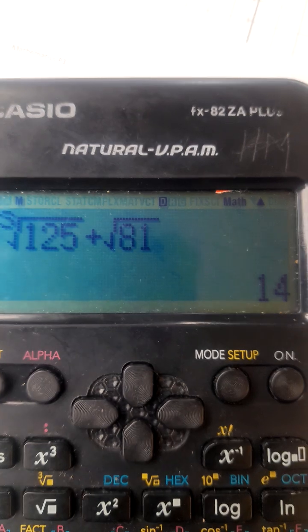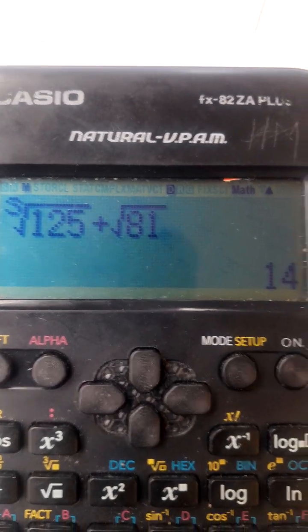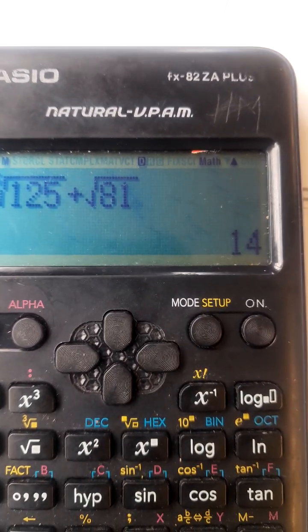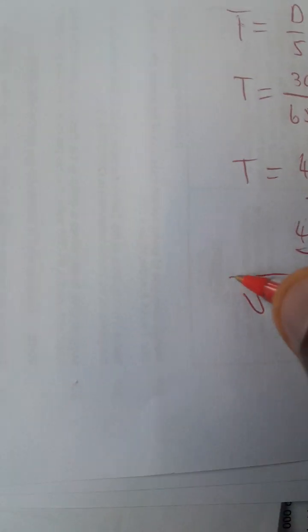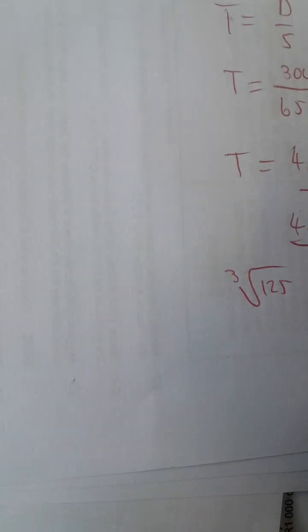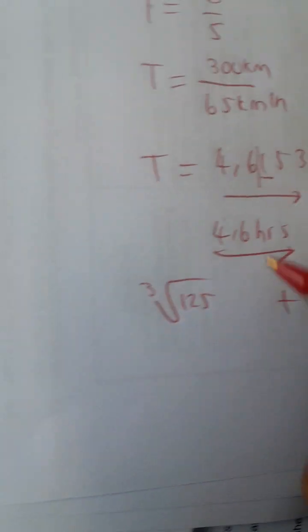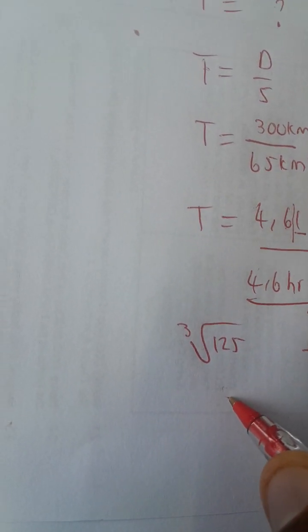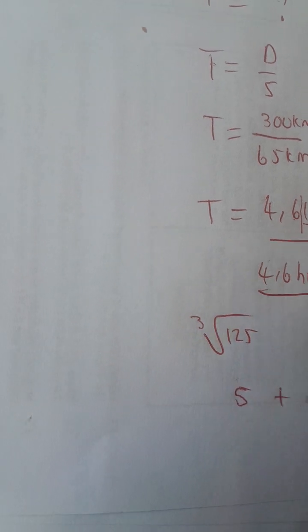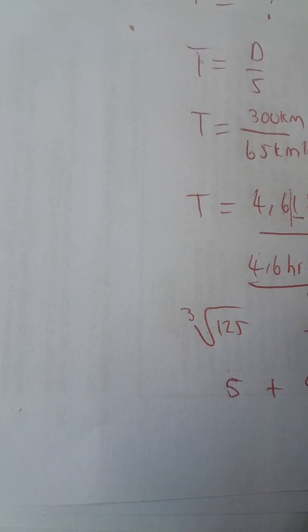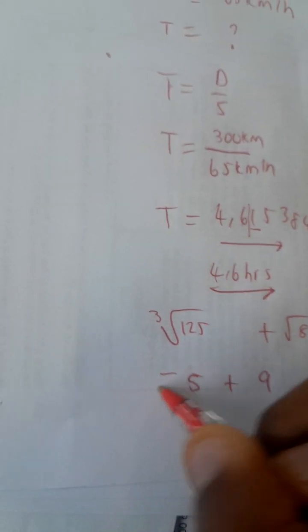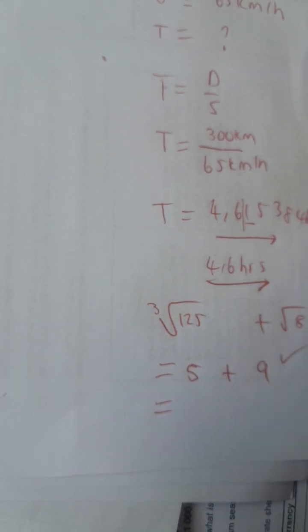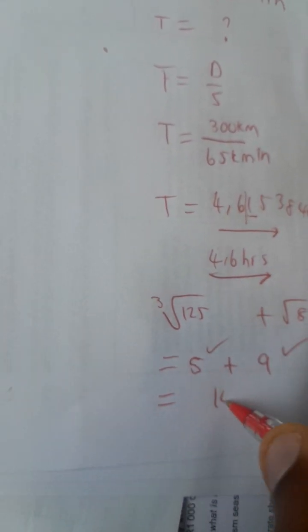Okay, if I was given this question as a simplified question, then I wouldn't use my calculator to basically get the answer. I would do it step by step. If I have the cube root of 125 plus the square root of 81, cube root of 125, I can simply just use my calculator. That becomes 5 plus the square root of 81 is 9. Okay, I get marks for showing this. And then 9 plus 5 is 14.